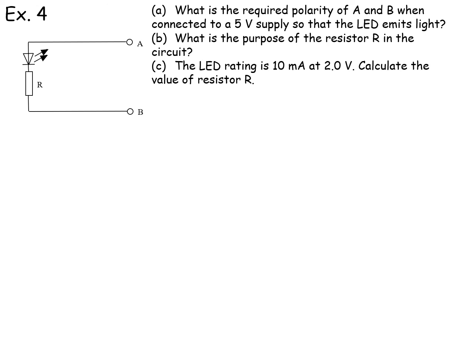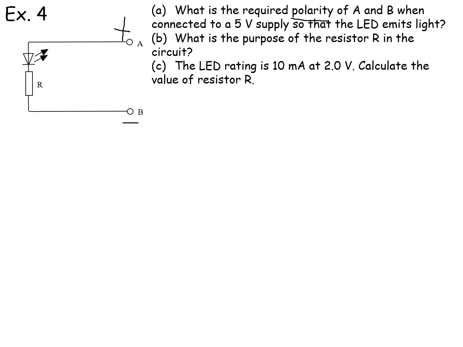Now, this example is actually a higher question. It's part of a higher assessment, in fact, so make sure you know this one well. Okay, so first of all, what's the required polarity? Well, we know that this is an LED, and LEDs only work if you connect them with the correct polarity. Now, by polarity, I mean the positive or negative terminal. So for this to work, B has to be negative and A, pardon me, is positive.